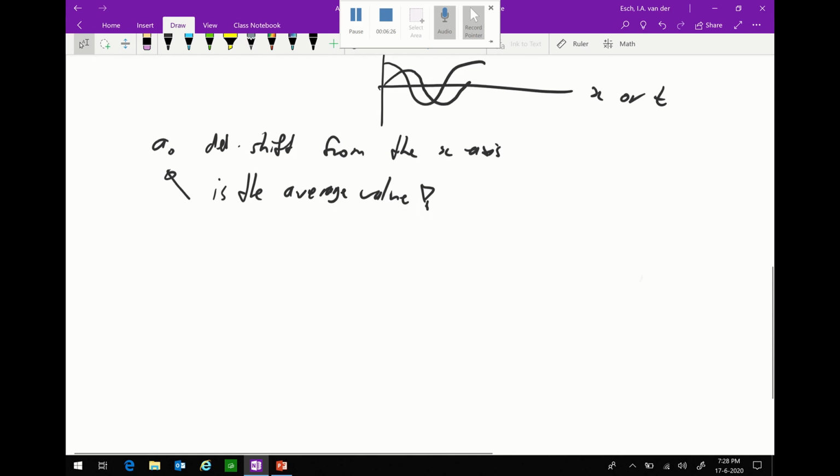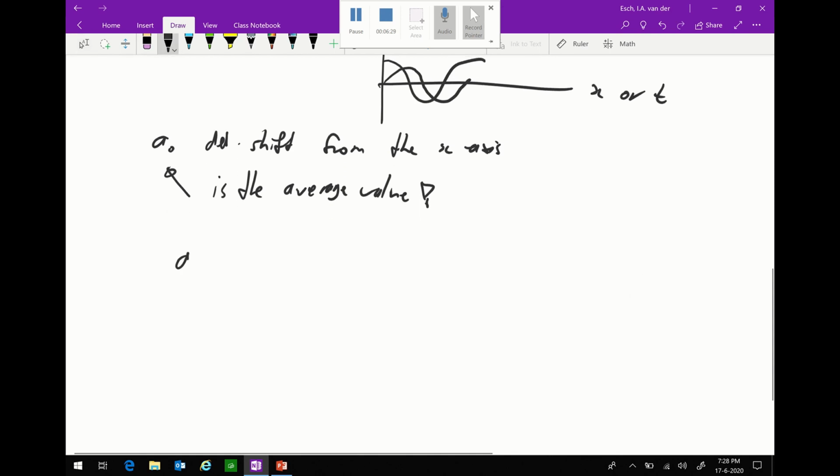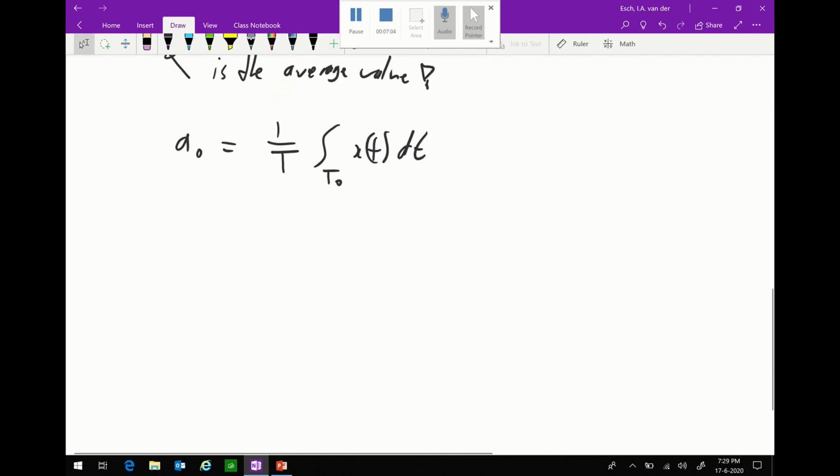And how can we write an average value in a more mathematical sense? a naught is 1 over T, integrated over one period of the function x(t) dt. This is an average value because we compute the area inside one period below the curve of x as a function of t, and we divide it over the length. So in essence we have an area divided over the length, and that's the average height, so the average value. So this one is quite easy.